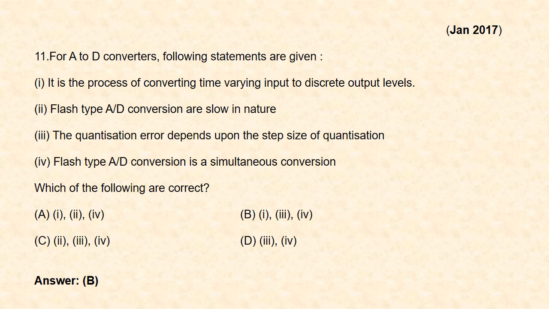As we know, first statement is correct because A to D converter converts a time varying analog input to discrete output signal. And second statement is wrong because flash type ADC is the fastest one. And also third statement is correct because the quantization error depends on the step size. And fourth statement is also correct because in flash type ADC conversion takes place simultaneously. So option B is the correct one.